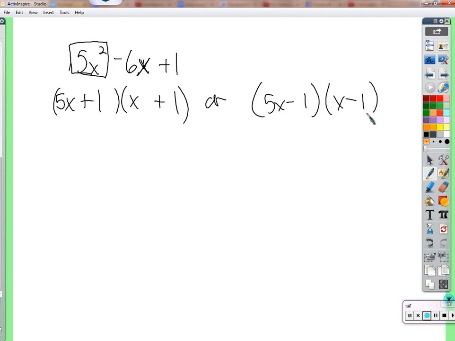Dimitri, what do you say? How do we know which one of these is correct? Is the factored form of this? Well, you have a negative 6x, so it has to be the negative ones?